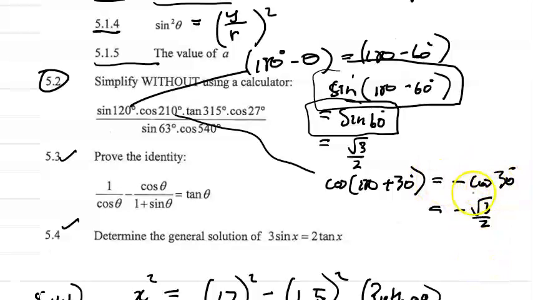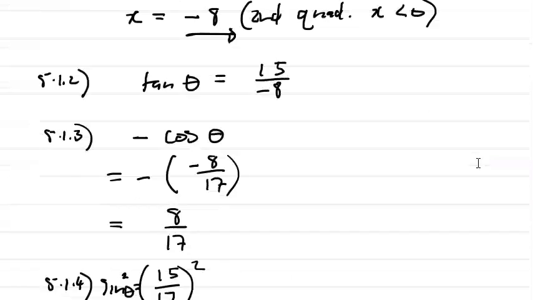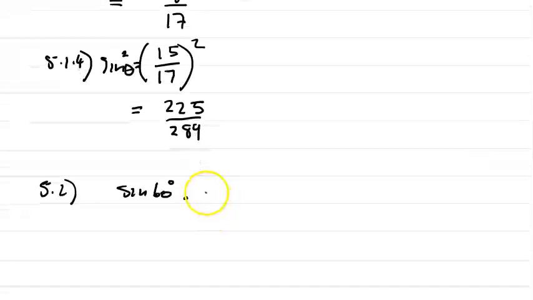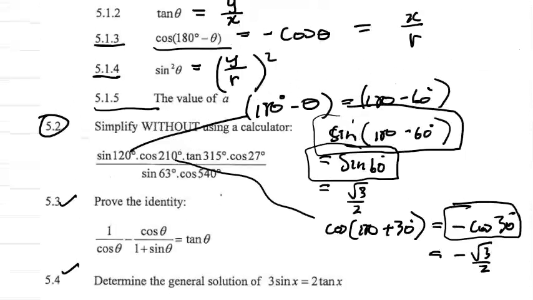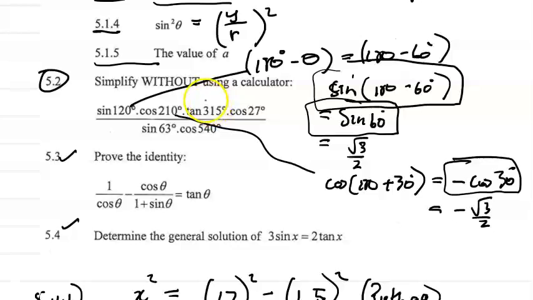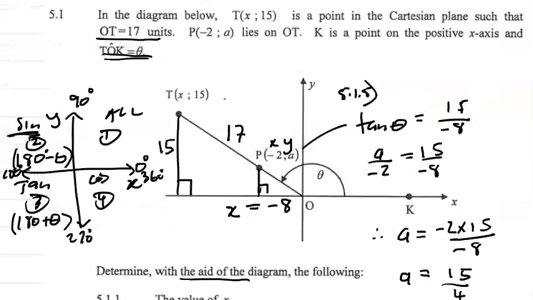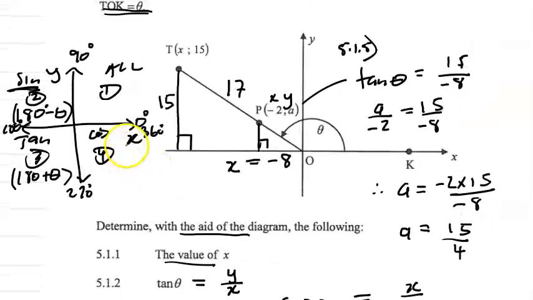Alright, so what are we going to write down? Well, we'll just write down this minus cos 30 for now. And so we'll write down minus cos 30 degrees like so. Let's continue. Now you've got 315. Where does 315 lie? There it is here. It lies in the fourth quadrant.